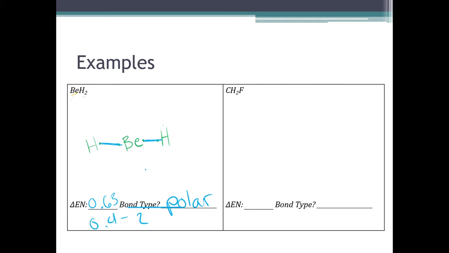And then last but not least, we have CH3F. So we will put carbon in the middle because we know we can't put hydrogen in the middle, and between carbon and fluorine, carbon is way less electronegative. So we'll put carbon in the center. Just realize this is a typo. This should be H3F.